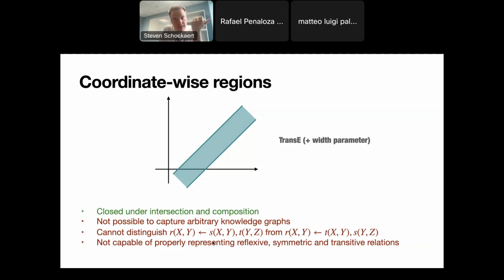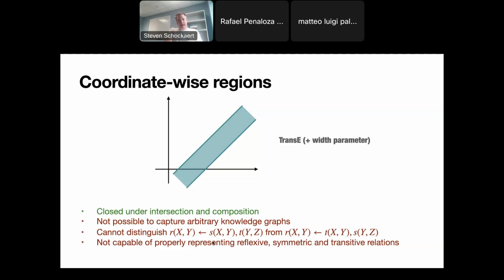First of all, the good thing about this, it's simple, it's easy to learn. And these regions are closed under intersection and composition, right? So if we have this kind of trans-E representation of two relations, we can easily compute the representation of the composition of these two relations and intersections of such representation. So that's useful. That's exactly the kind of thing that we want. So we can easily manipulate these regions.